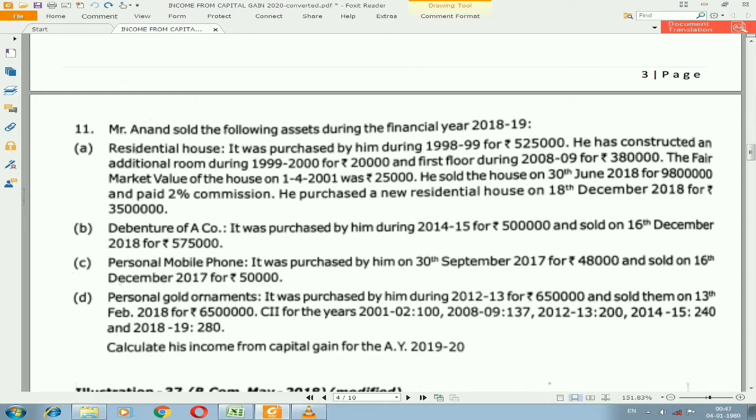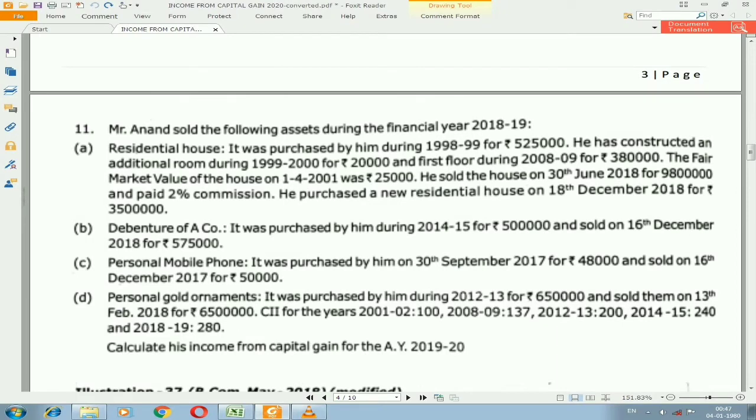Debenture of E company, it was purchased by him during 2014-15 for rupees 5 lakh and sold on 16th December for rupees 5,75,000. Then we have a personal mobile phone. It was purchased by him on 30th September 2017 for rupees 48,000 and sold on 16th December 2017 for rupees 50,000. And the last asset, personal gold ornaments. It was purchased in 2012-13 for rupees 6,50,000, sold on 30th February 2018 for rupees 65 lakhs. And then we have cost inflation index numbers. Calculate the income from capital gain for the assessment year 2019-20.